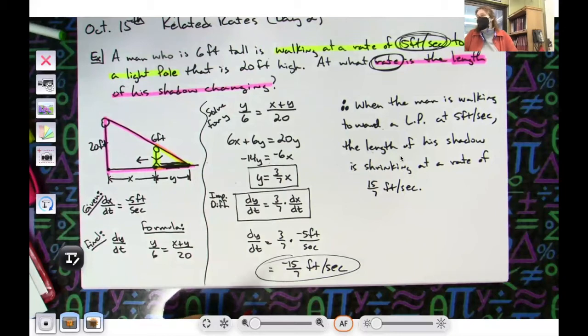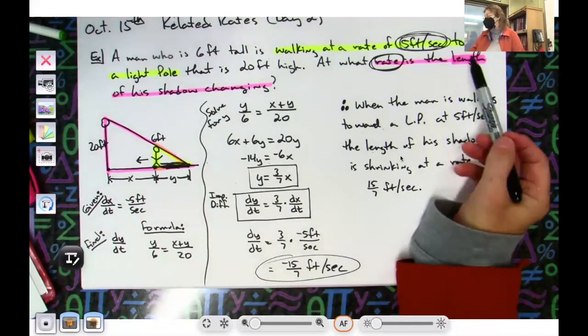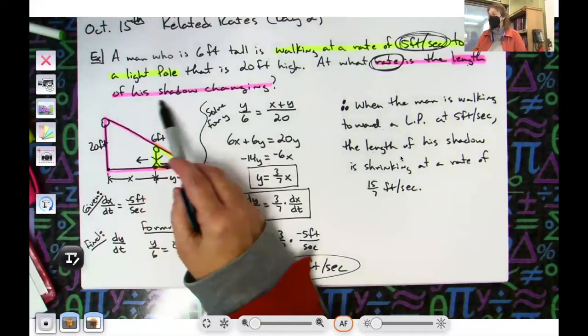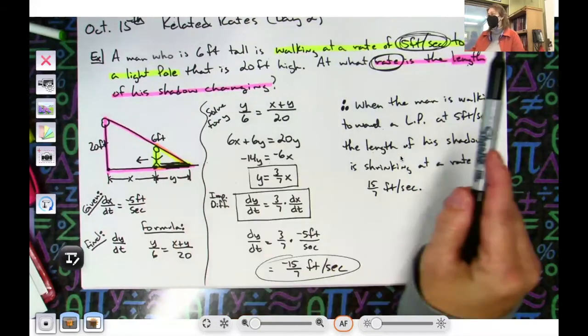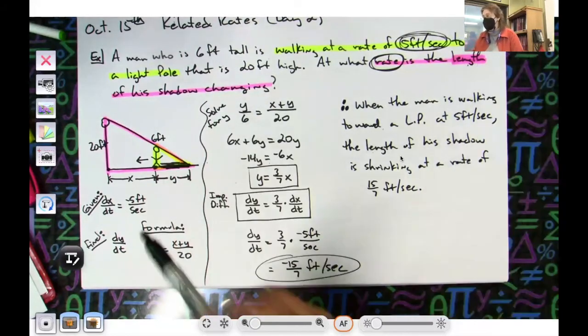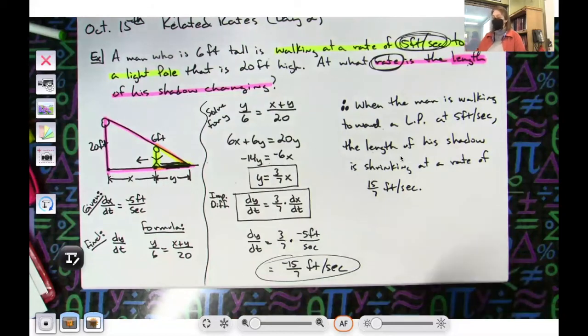The key to this is drawing an accurate picture, making sure everything is labeled, and then writing a proportion that's going to work. And you really have to pay attention to the phrase, because this one asked for the length of his shadow. Sometimes it's going to ask for the rate at which the tip of the shadow is moving. They're just going to change up what the question is asking for.